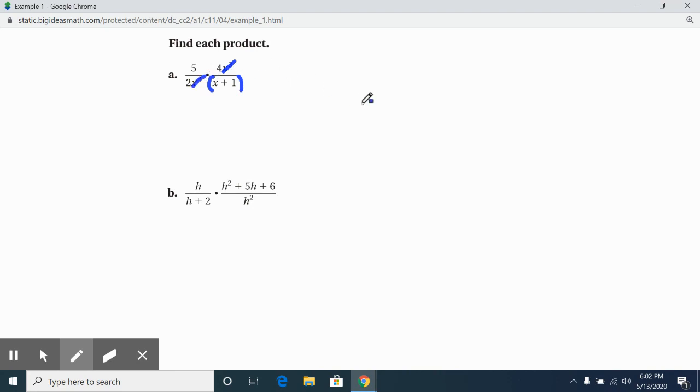They cancel each other out because one's in the numerator and one's in the denominator. And this 4 and this 2, that's really 2 over 1. So I'm going to cross cancel this to make it a 2 and this to make it a 1. I can't do anything with the 5 and the x plus 1, so I'm just going to multiply across. 5 times 2 gives me a 10 on the top, and then I have a 1 over here, and an x plus 1 over here. So this is my final answer.